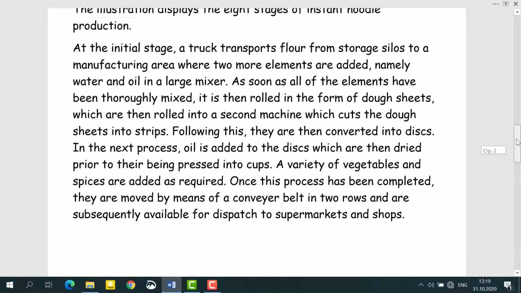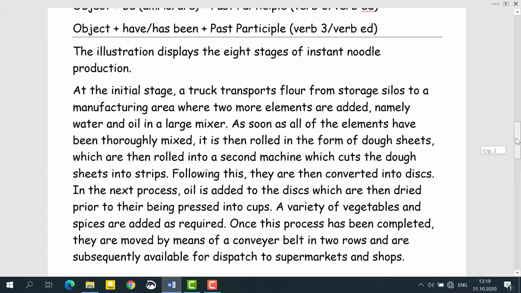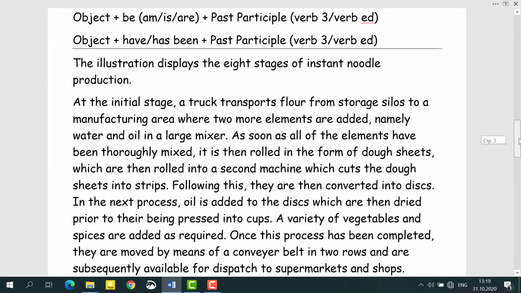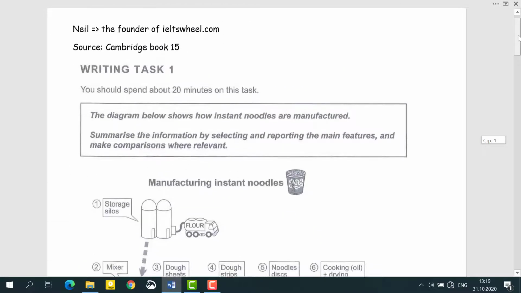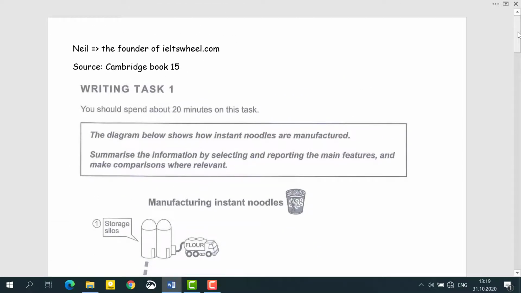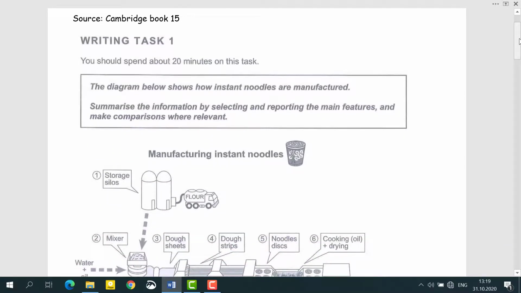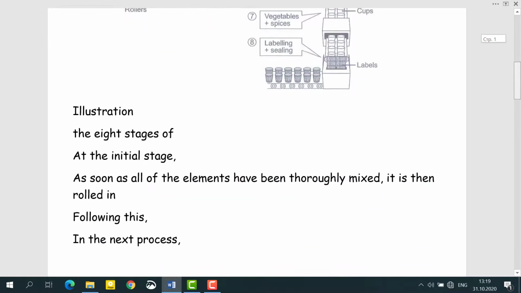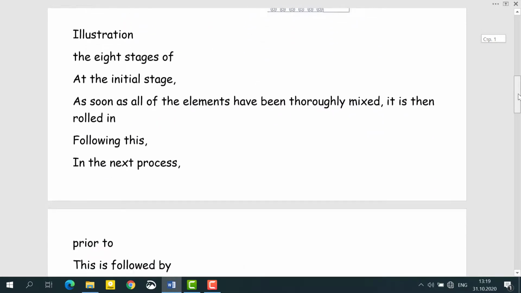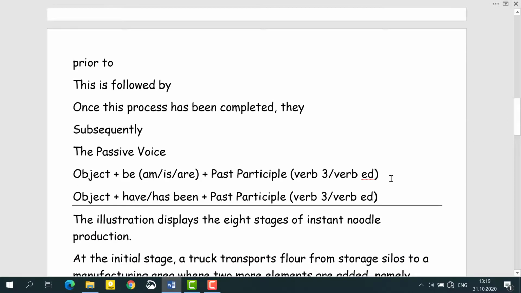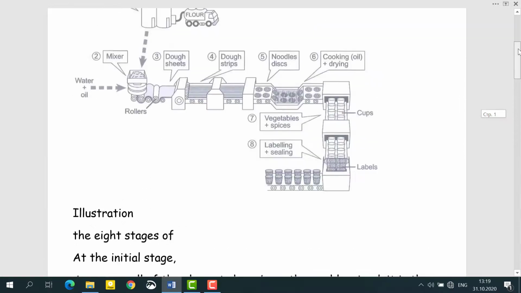So guys, we have described all of the stages given here, okay, in detail. All right, I hope that you have learned how to describe a process. I hope you've learned how to use some linking devices. Also, you've learned how to use the passive voice correctly in order to impress the examiner.